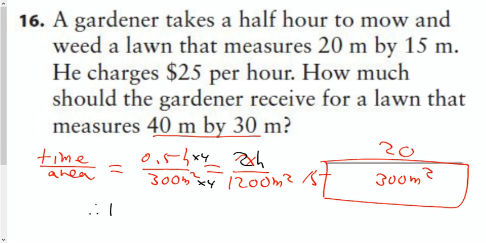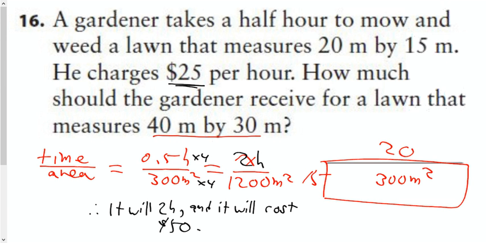Therefore, it will take 2 hours, and put a comma there, and it will cost, since each one is $25 per hour, $50. It will cost $50 to mow that lawn.